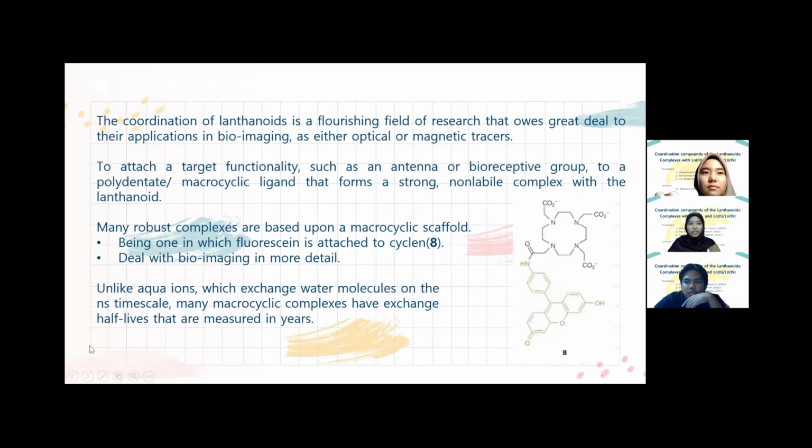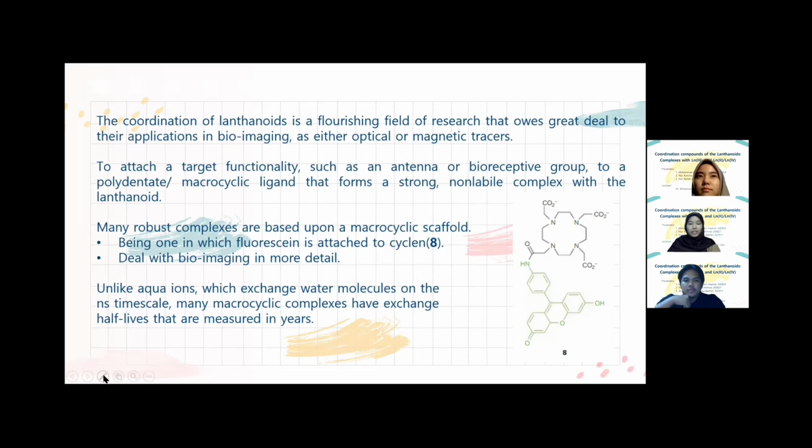The coordination of lanthanoids is a flourishing field of research that owes a great deal to their applications in bioimaging, as either optical or magnetic tracers, to attach a target functionality, such as an antenna or bioreceptive group, to a polydentate or macrocyclic ligand that forms a strong kinetically stable complex with the lanthanoid.